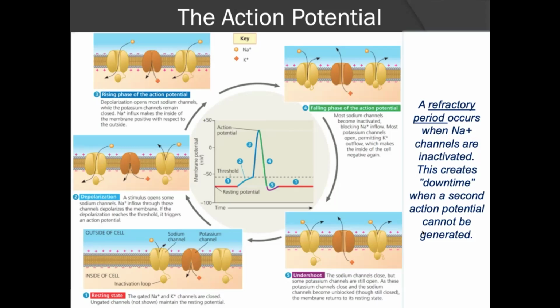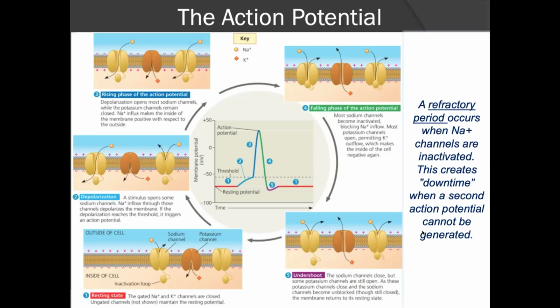After we reach the peak of the action potential, we enter into the falling phase. During the falling phase, most of the sodium channels become inactivated. This will block the sodium influx into the cell. Most potassium channels remain open, permitting potassium to flow out of the cell. This will help to make the inside of the cell negative again. However, there is an undershoot. As the sodium channels close, some of the potassium channels still remain open for a small period of time. As these potassium channels close and the sodium channels become unblocked, the membrane will then return to its resting state.